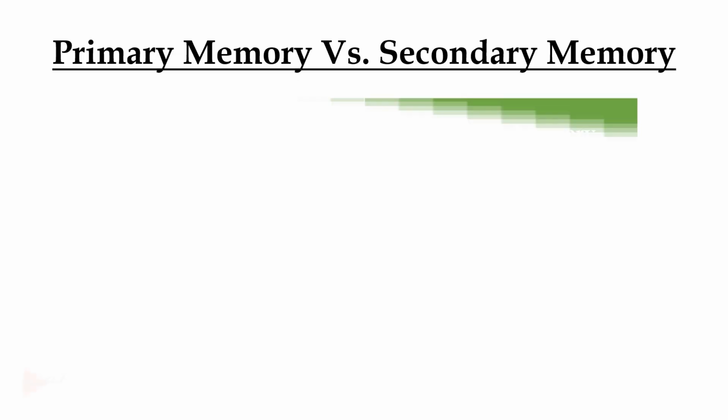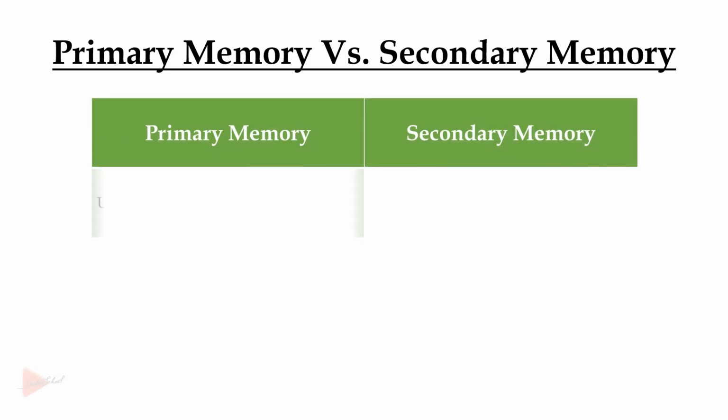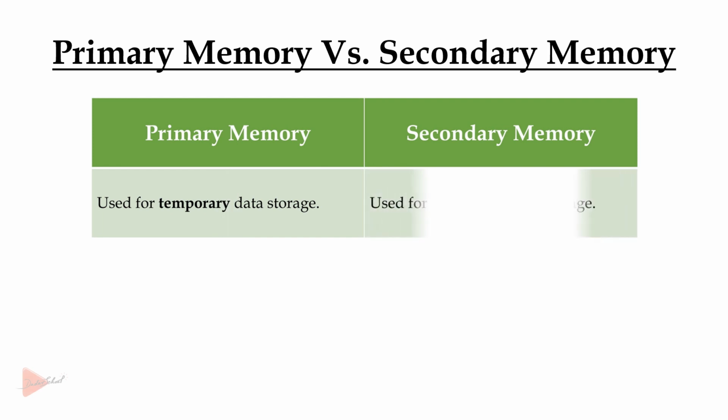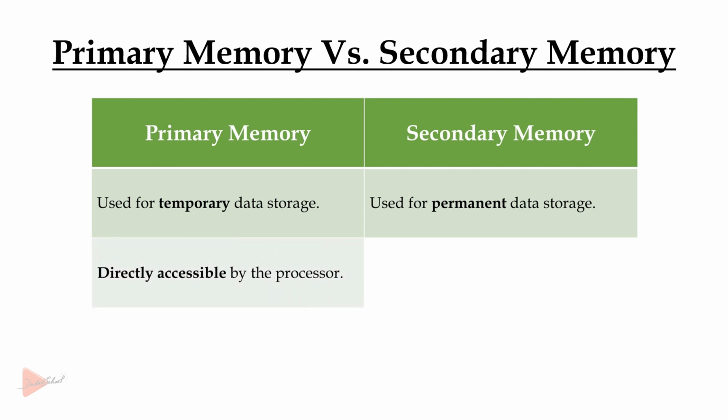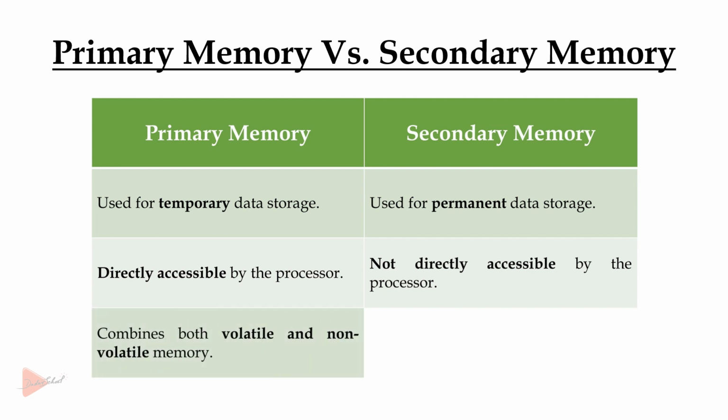So, let's get started. Primary memory is used for temporary data storage, while secondary memory is for permanent data storage. Primary memory is directly accessible by the processor, whereas the processor cannot access secondary memory directly. Primary memory can be both volatile and non-volatile, while secondary memory is always non-volatile.